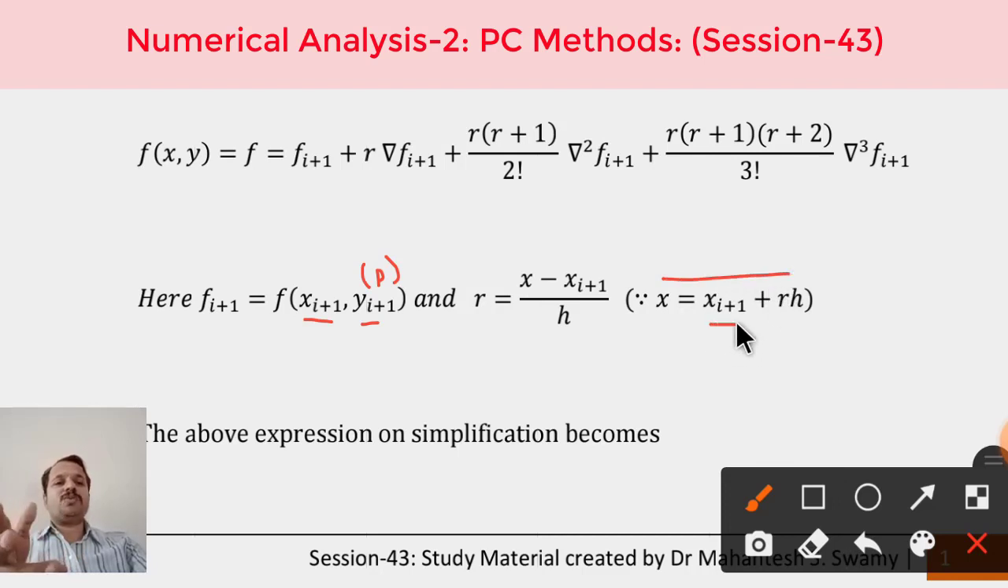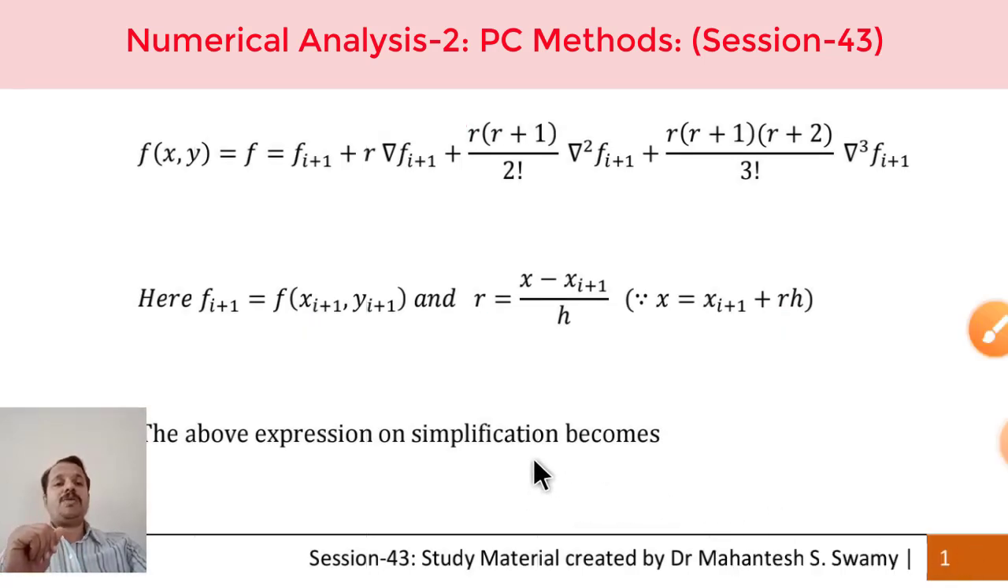Again, xi plus 1 is the first point, and with the increment of rh to that, we can have the general point x. So therefore x can be like this, and here r is the new variable now coming. Here x was the variable, now that variable x is disappearing because of this substitution, and when it disappears, dx should also be replaced with dr. So for that reason we use this expression.